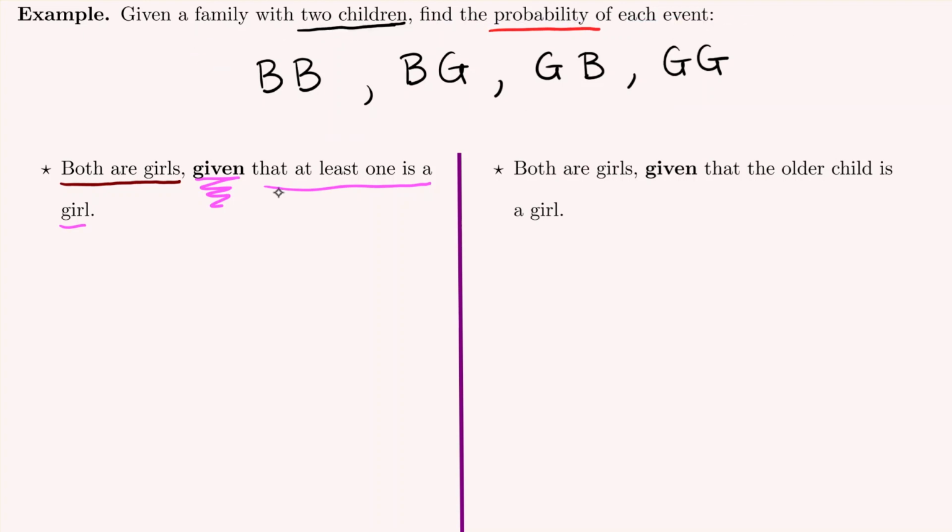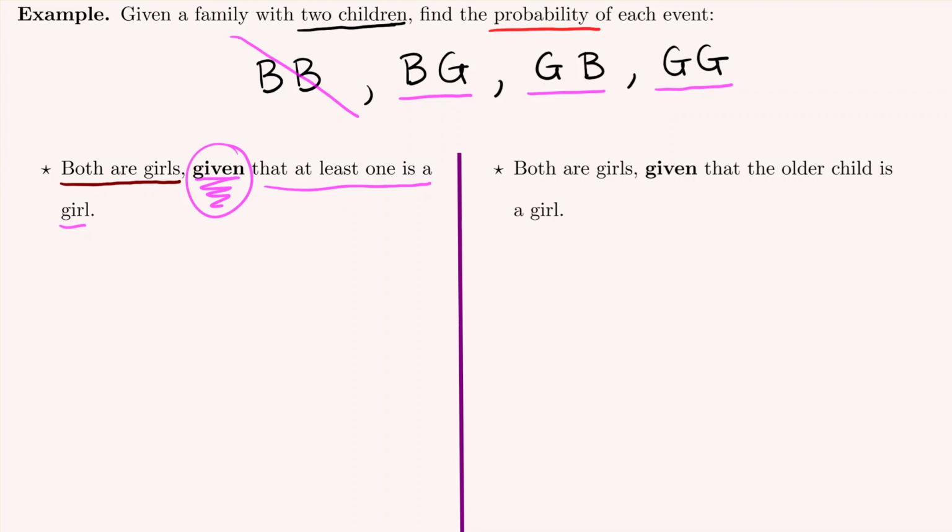Since we've been told at least one is a girl, that means we should consider this situation, and this situation, but no longer that situation. Because somebody came up to us and said, I can't tell you exactly what the birth orders are, but I can tell you one of the children is a girl at least. So we know the only situations we should consider for this problem, given this new information, is that the children are boy-girl, or girl-boy, or girl-girl.